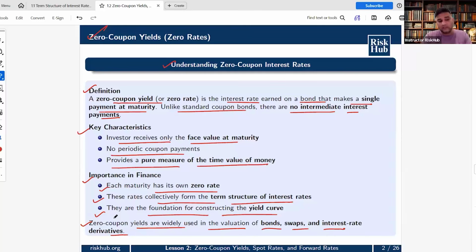Because there is only one cash flow, the rate is not blurred by reinvestment of coupons. Each maturity gives you one clean rate, right? So you stack those rates across maturity in the term structure. Where it is used: zero rates are the discount rates used to price bonds, swaps, and interest rate derivatives. Every discounted cash flow model in fixed income starts here. Okay.